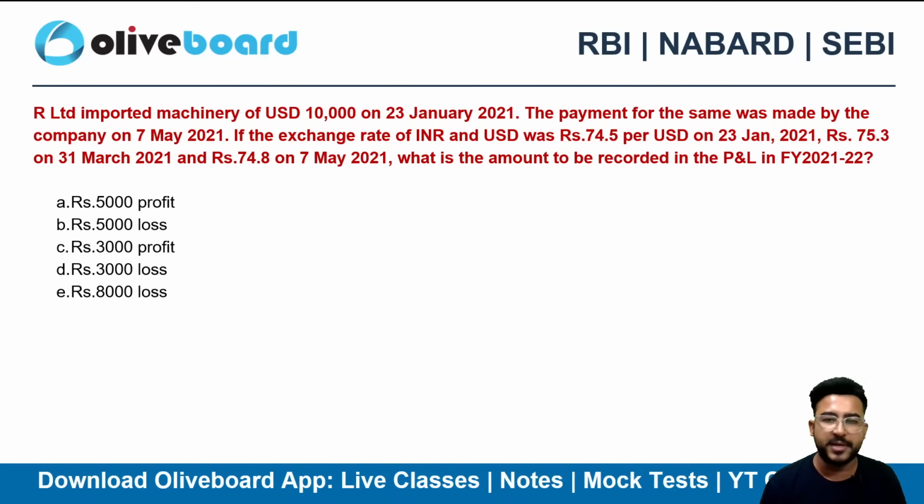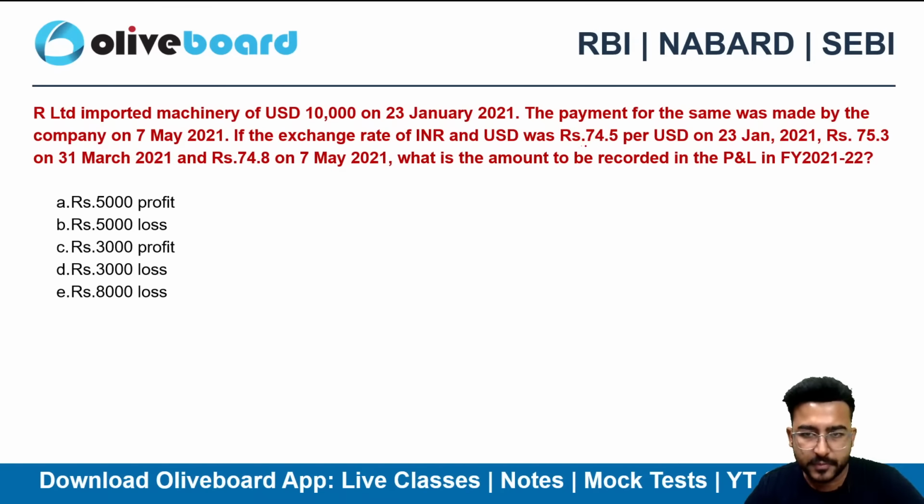R Limited imported a machinery of $10,000 on 23rd January 2021. The payment for the same was made by the company on 7th of May 2021. The exchange rate was 74.5 and 75.3 respectively. What is the amount recorded in the P&L account for the financial year 2022?